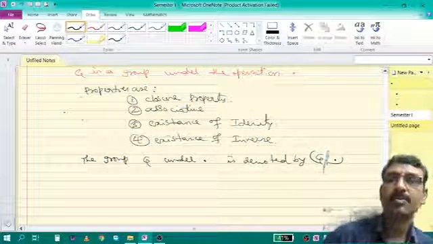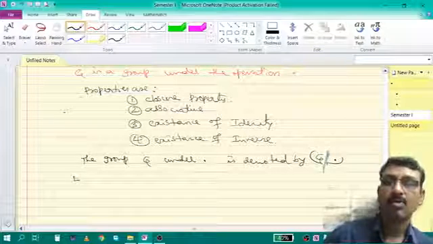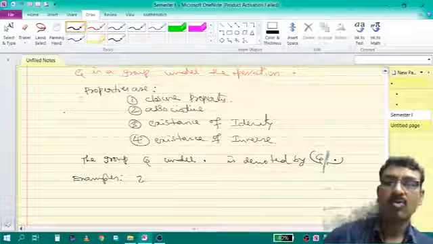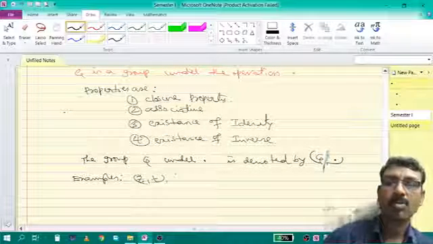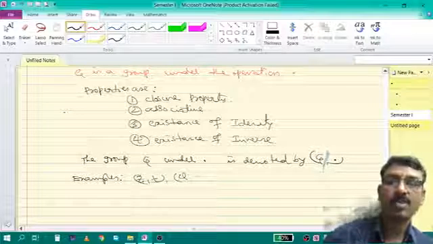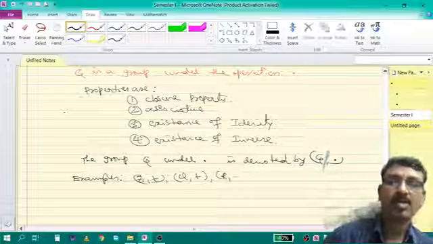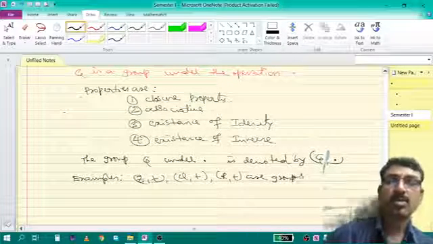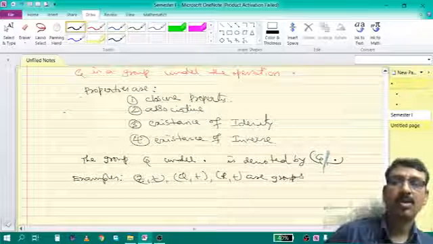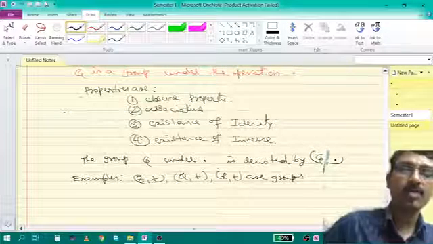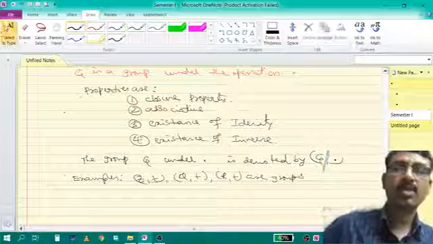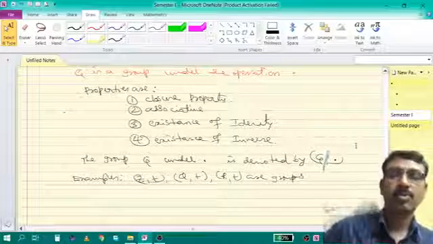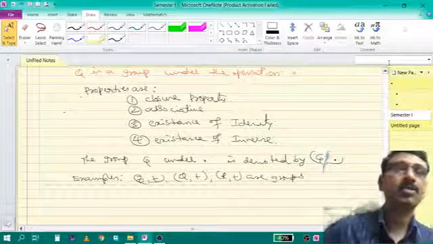So examples, let us go for examples. (Z, plus), (Q, plus) and (R, plus) are groups. If I have to check whether the three sets Z, Q, R satisfy all the properties or not, you have to check individually. Okay. So today we have to stop the lesson.